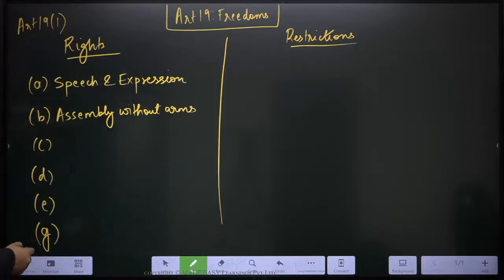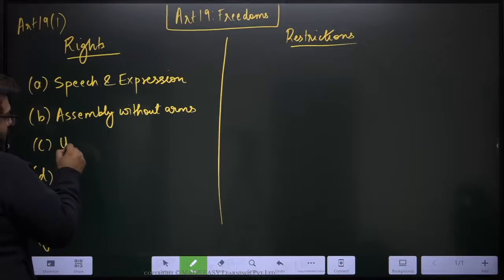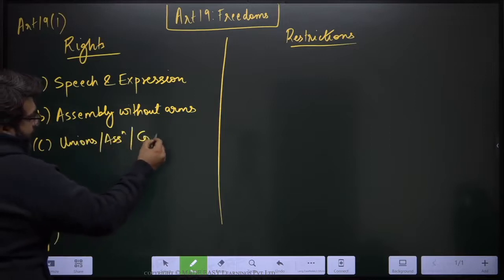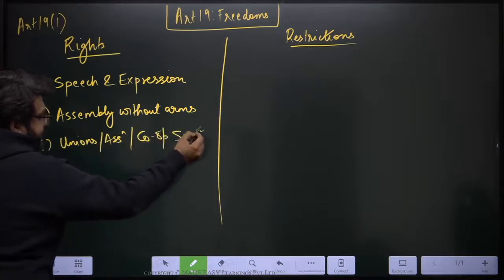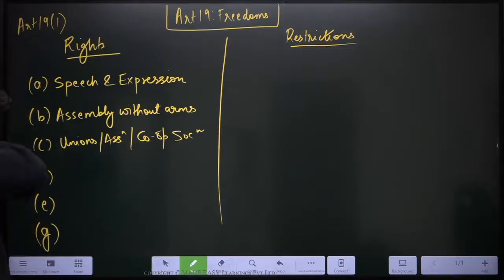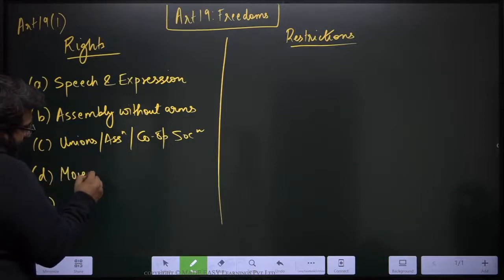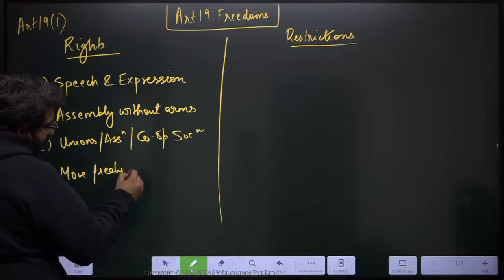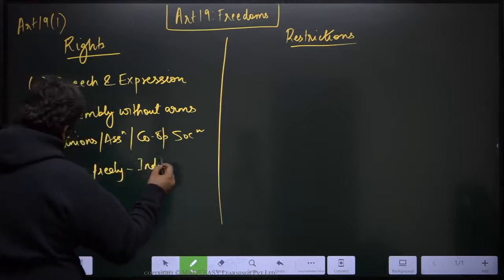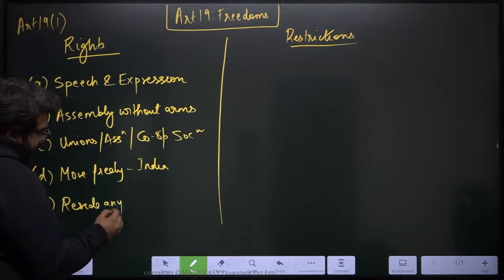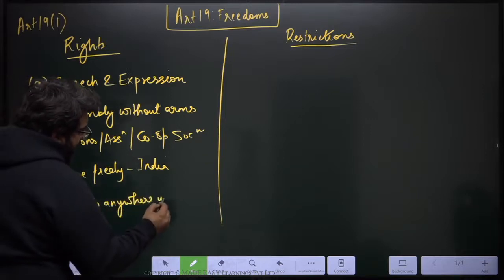Clause 1, clause C is to form unions, associations or cooperative societies. D is to move in any part of the country as possible. So move freely throughout India. E, to reside anywhere in India. These are broadly what the rights are.